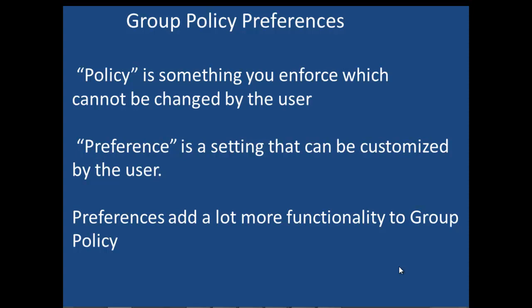Group policy preferences are a set of extensions first introduced in Windows Server 2008. Group policy preferences increase the functionality of group policy objects. These extensions are accessible through the Group Policy Management Console, and they include advanced settings for folders, map drives, and printers.